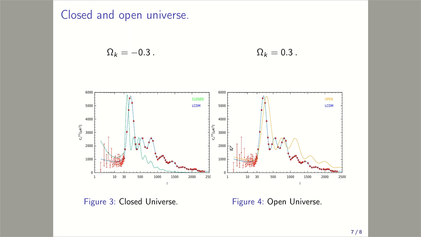Then I was playing with the density parameter of curvature. So I set the density parameter of curvature to minus 0.3, and I found that the green line, which describes a closed universe, is completely out of the data, as you can see. So it's not possible to live in a closed universe. Then I set the density parameter of curvature to 0.3 for looking for an open universe. So the yellow line, as you can see, is completely out of the data, and again we cannot live in an open universe.